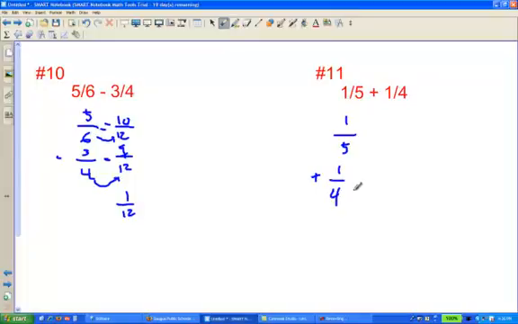This one is 1/5, and I'm adding 1/4. So my denominator on number 11 here is going to be 20, and in this case, 5 times 4 is how I'd get that denominator. That happens to be the least common multiple. 5 times 4 is 20, so 1 times 4, and 4 times 5 is 20, so 1 times 5. And 4 plus 5, in total, is going to equal 9. My denominator stays the same. You get 9/20.